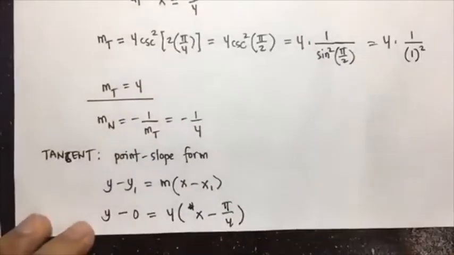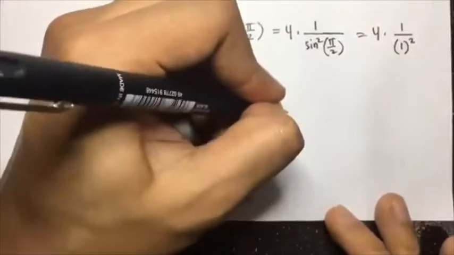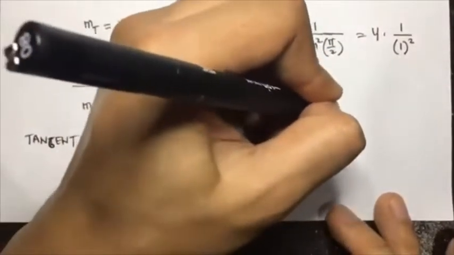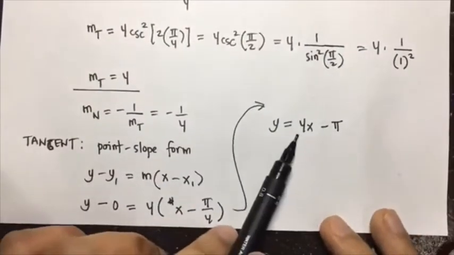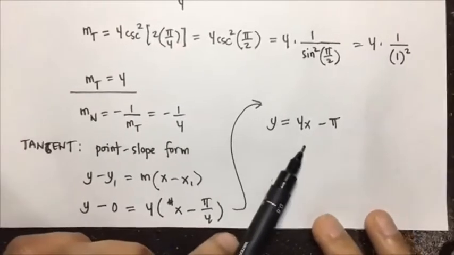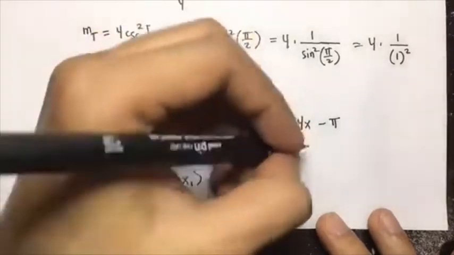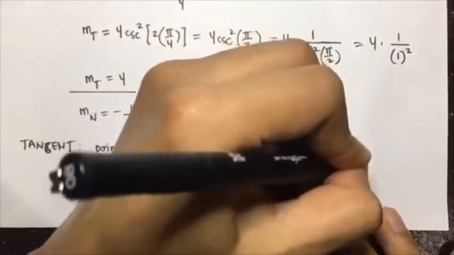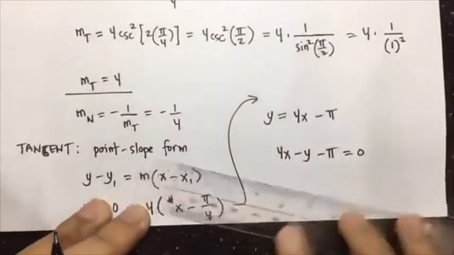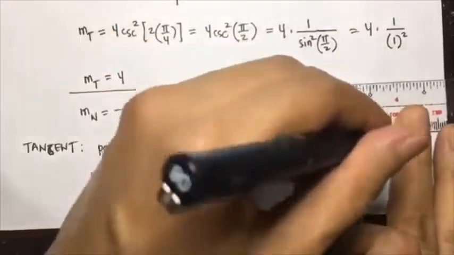Distributing 4 and simplifying, this will become y is equal to 4x minus pi. Or you can express it in general form, so this will become 4x minus y minus pi is equal to 0. So this is the equation of the tangent.